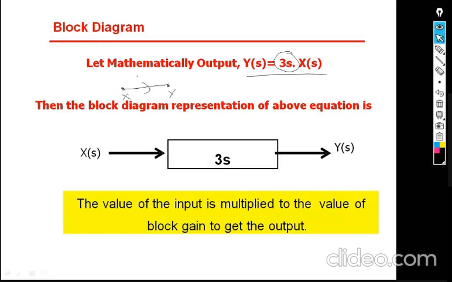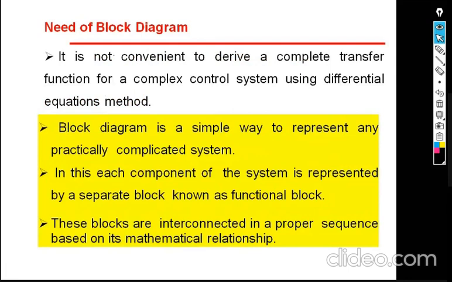Let the signal going here be 3s. So then what you can write here, y is equal to input x into 3s. The same way here also, you can write the same thing. So that is your block diagram. Now what is the need of block diagram? What is the need of block diagram? Why are we going for block?